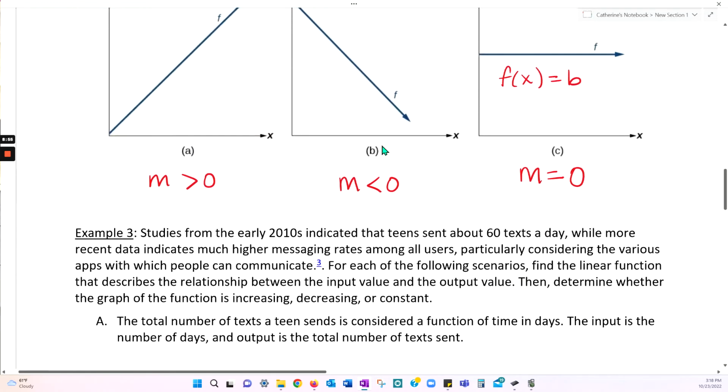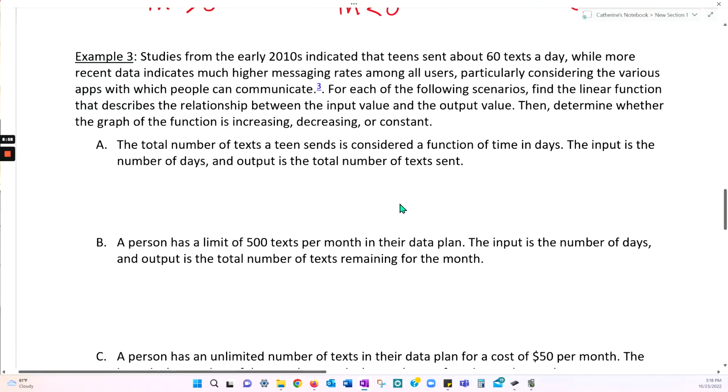Okay, so let's look at example 3, and look at this kind of in words, I guess. Example 3: studies from the early 2010s indicated that teens sent about 60 texts a day, while more recent data indicates much higher messaging rates among all users, particularly considering the various apps with which people can communicate. For each of the following scenarios, find the linear function that describes the relationship between the input value and the output value. Then determine whether the graph of the function is increasing, decreasing, or constant.